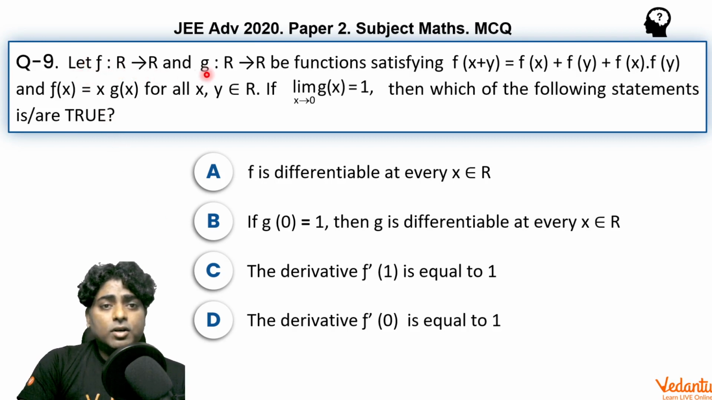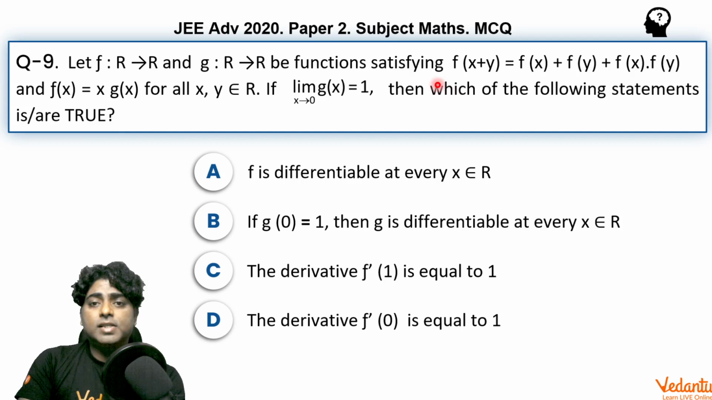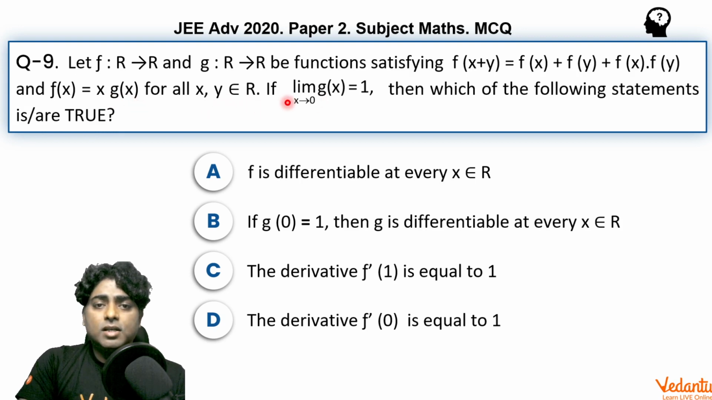Let f: R to R and g: R to R be functions satisfying f of x plus y is equal to f(x) plus f(y) plus f(x) into f(y), and g is the function such that f(x) equals x into g(x) for all x belongs to R, real numbers. If the limit of g(x) when x tends to 0 is 1, then which of the following statements is/are true? So one or more options can be correct here, right?